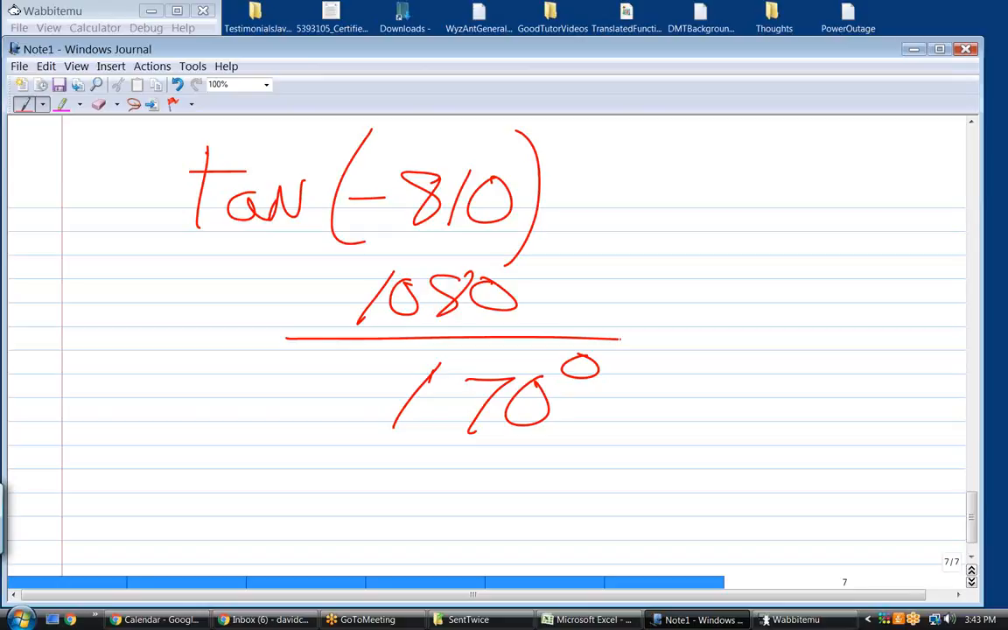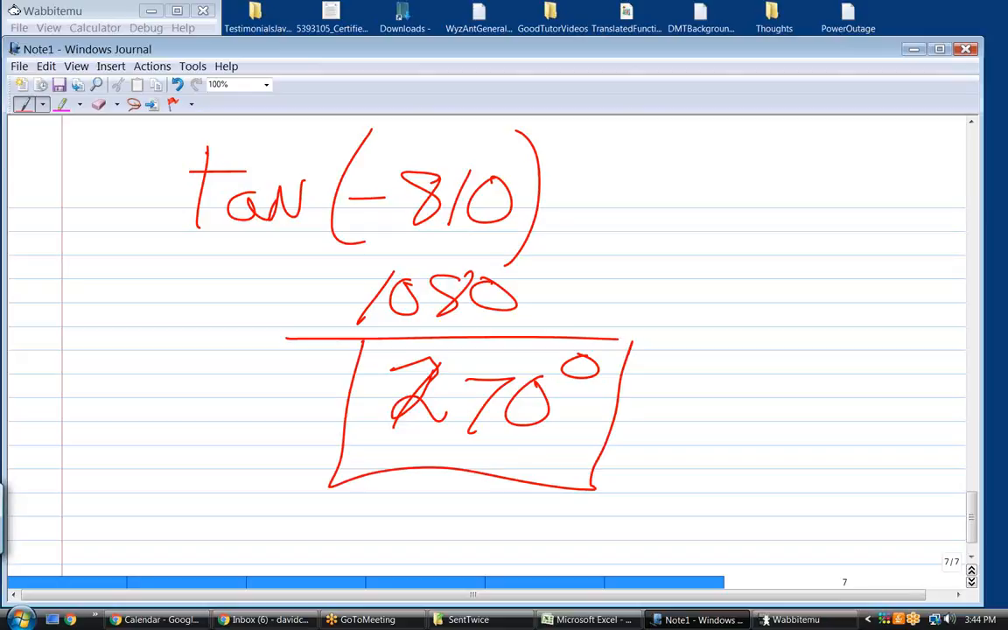170 degrees is the reference angle? What they're really asking, excuse me, 270, sorry. I didn't do the arithmetic correctly. If I'm adding 1080 to minus 810, I get 270. So that's the reference angle.